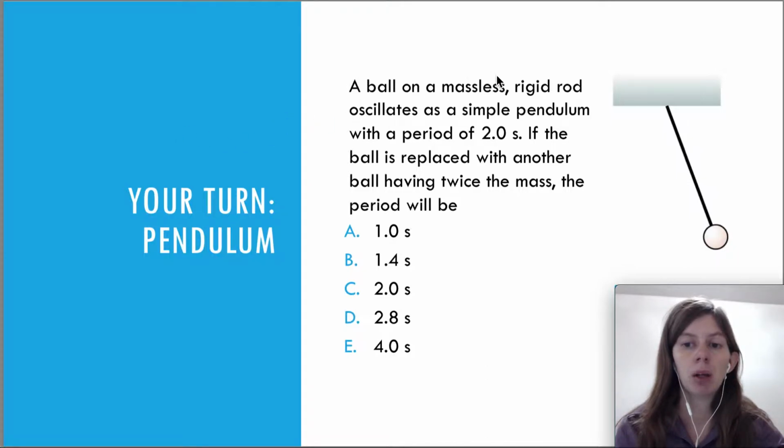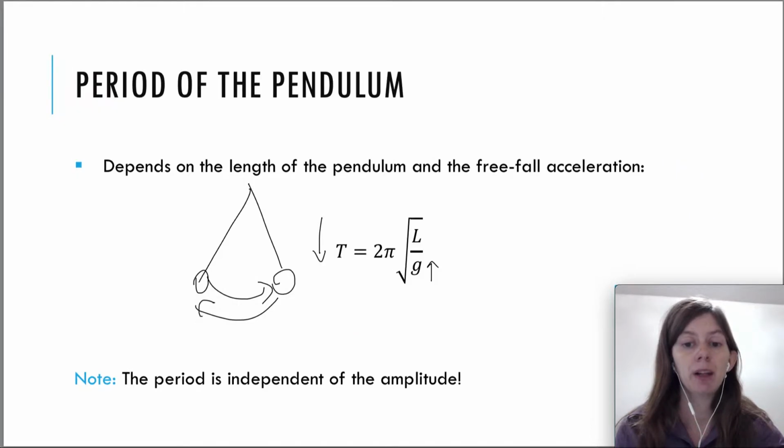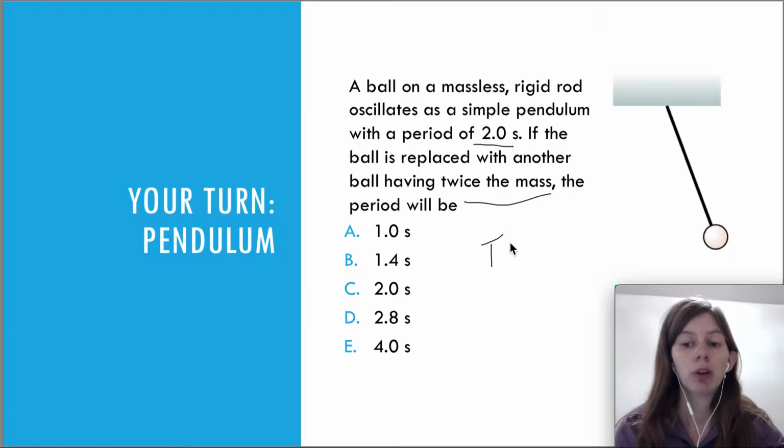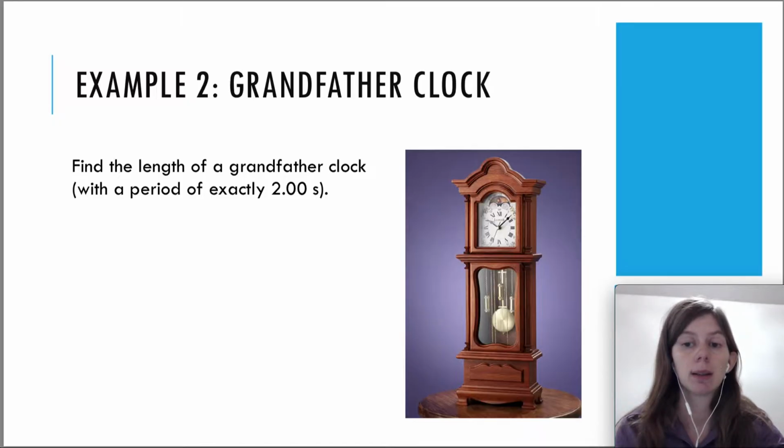A ball on a massless rigid rod oscillates as a simple pendulum with a period of 2 seconds. If the ball is replaced with another ball having twice the mass, how is that going to affect the period? Well, we just saw that the period is equal to 2 pi times the square root of L over g. It does not depend on the mass, it does not depend on the amplitude, the mass doesn't appear in this equation, so the period is still going to be 2 seconds.